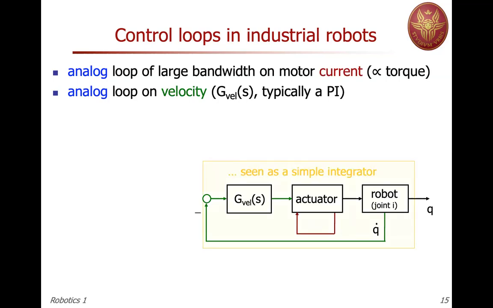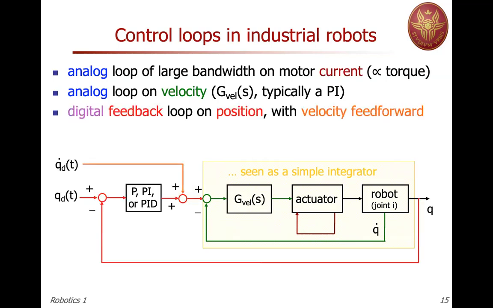So, but the actual result is that all these blocks at that joint are seen, in the ideal case, or at least for planning or for designing the remaining part of the controller, as a simple integrator. Okay. So between the reference velocity and the actual position. This is what we have done also in the previous case.